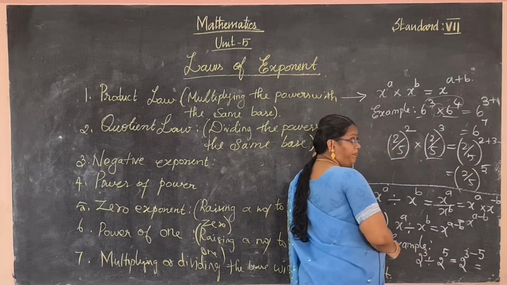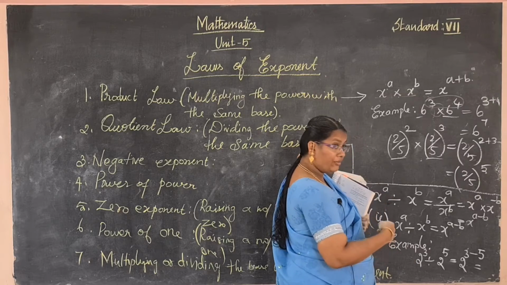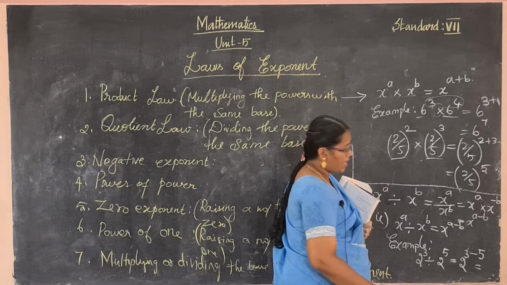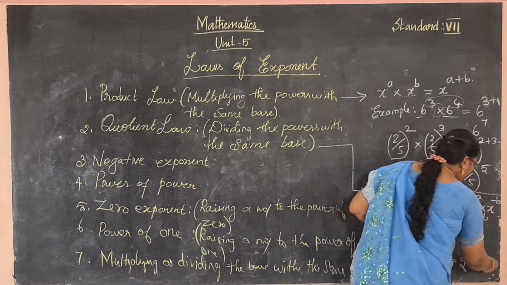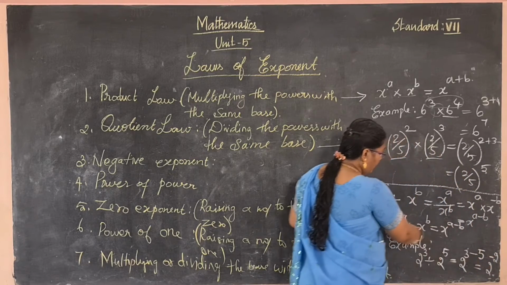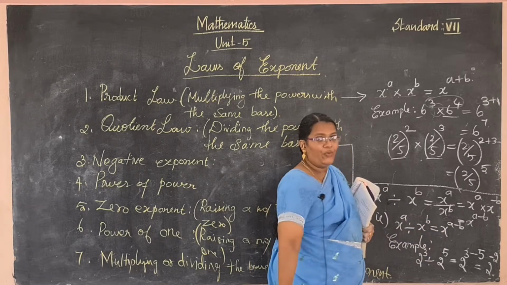You know about rational numbers, integers, everything. Here different signs will come. What do we do? Subtract and put the greater number's sign. So 3 minus 5 is 2, and the greater number's sign is minus. Since the b value is greater, we get the negative exponent.